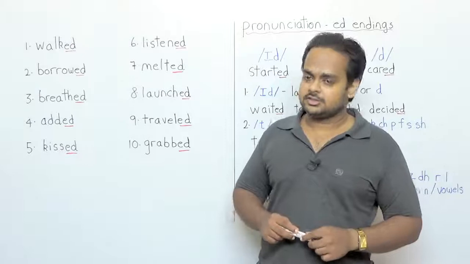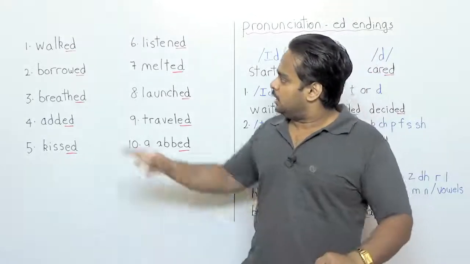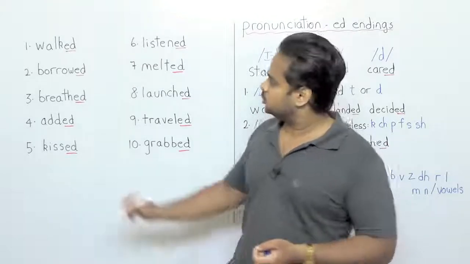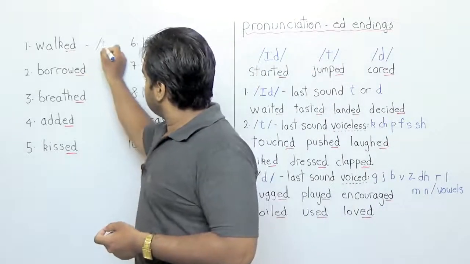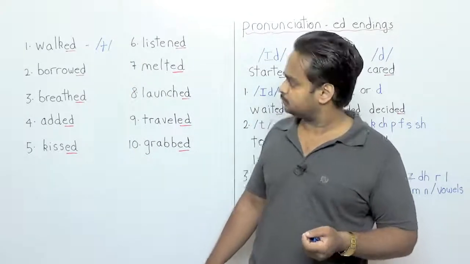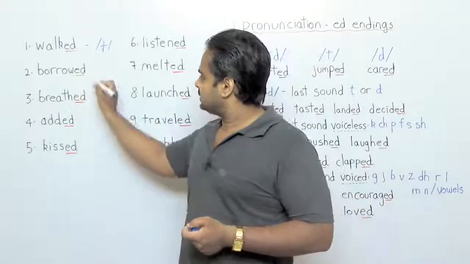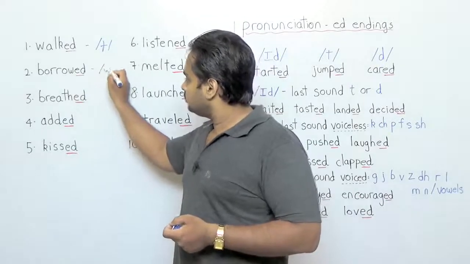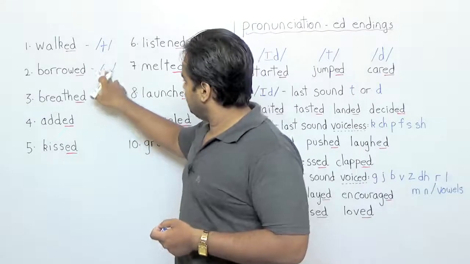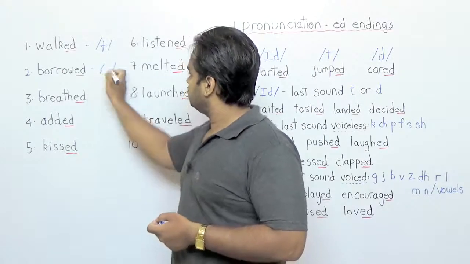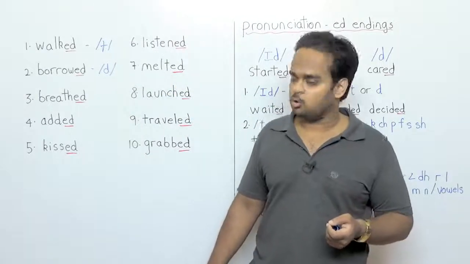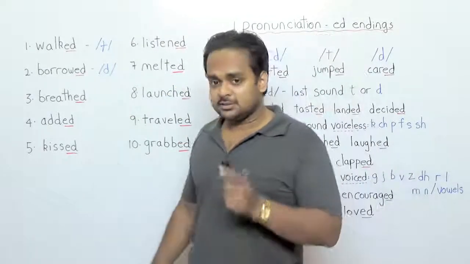All right, let's discuss the answers. In number one, the last sound is k, which is unvoiced, so the ed ending is pronounced t. Walked, walked. In number two, the last sound is w, which is voiced, so the ed ending becomes d. Okay, so borrowed, borrowed. In number three, this is a tricky one.